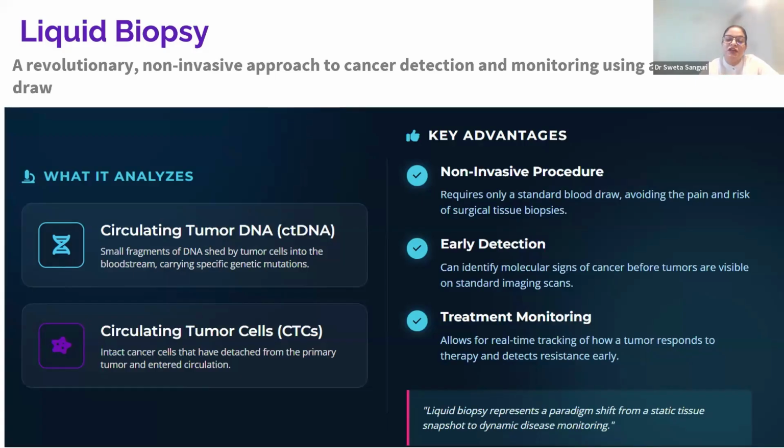What happens in the body when there is a tumor? It sheds tiny fragments of DNA into the bloodstream. These fragments are called circulating tumor DNA, or ctDNA. Using advanced molecular technology like NGS, we can detect and analyze this DNA from a simple blood sample. All we have to do is draw blood like we do for other biochemical tests, and we would know if there is ctDNA present in the blood sample or not, and a biopsy would not be needed unnecessarily.